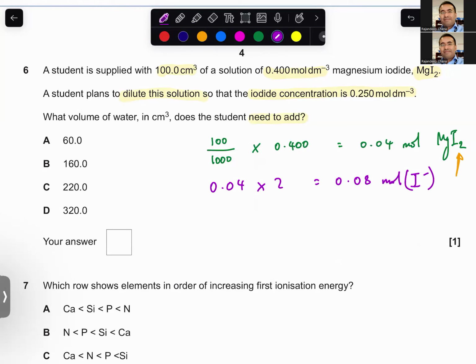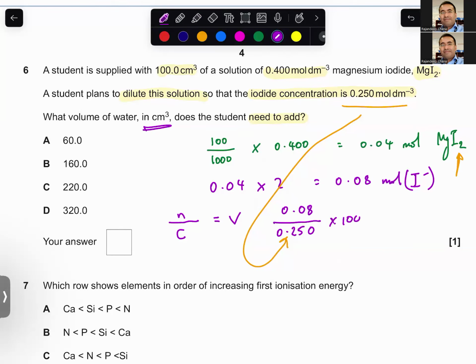Now, we know that N divided by C is equal to V, using the NVC formula. So let's plug that in. 0.08 divided by the concentration, which is given here in the question. Just put that over here. 0.250. And it wants it in centimeters cubed. Let's multiply that by 1,000.